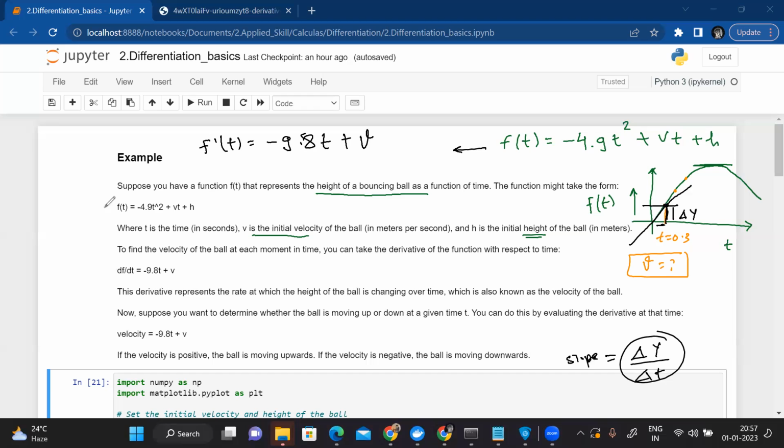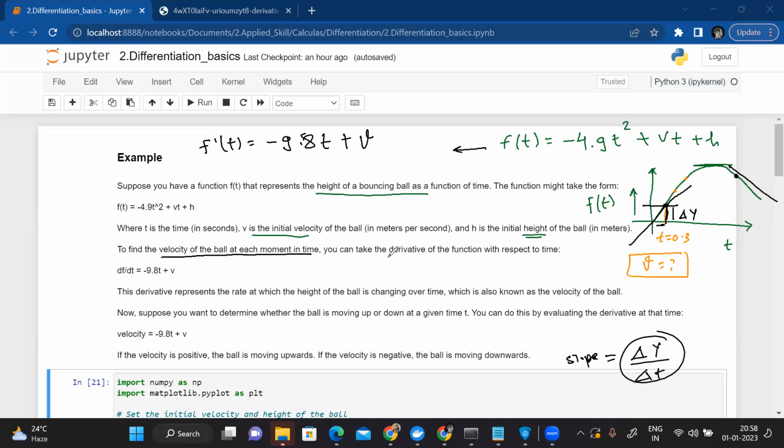Okay, so what was our task? Our task was to find out the velocity of the ball at each moment in time. Okay, so I can ask what will be the velocity at this point. How can you find it out? For this you need to find out the slope basically. Okay, basically the rate of change you are trying to find out actually. So how can you find it using the concept of differentiation, using the concept of derivative?